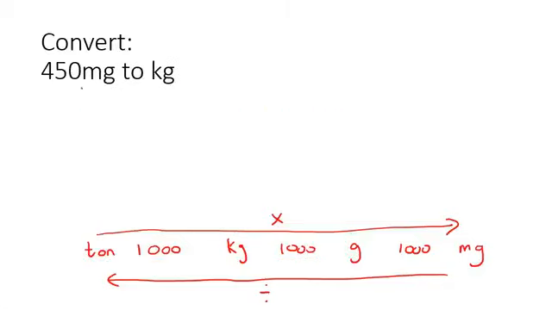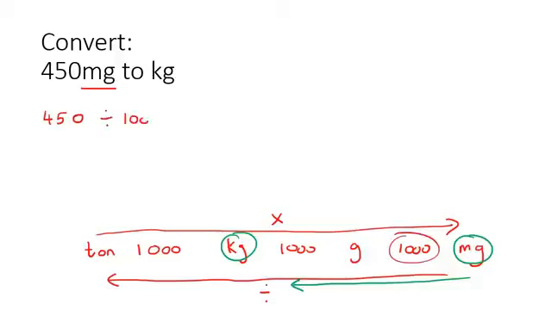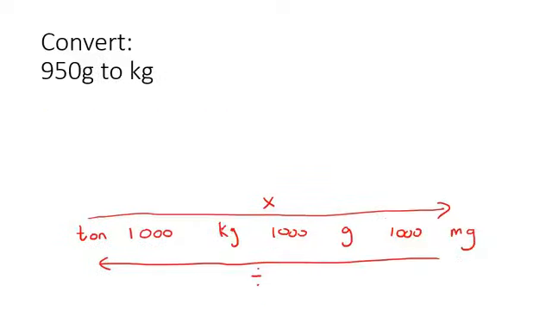In this example, we're going from milligram, which is over here, and we're going to kilogram, which is over here. So we're going to the left-hand side. So if we're going to the left-hand side, then we will divide. So we will say 450. Then we're going to divide by all the numbers that we pass. So what do we pass? We pass 1,000. And then we pass 1,000 again. And so if we had to go calculate this, then you're going to end up with 0,00045.